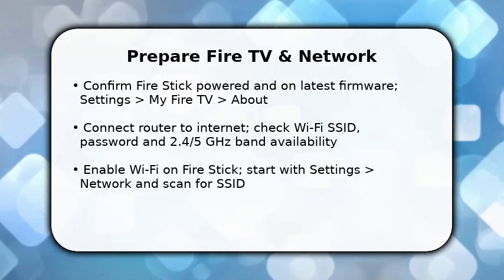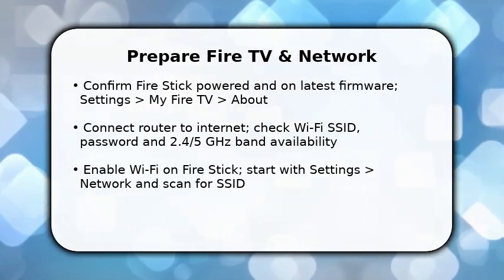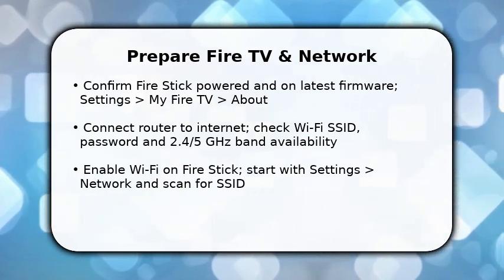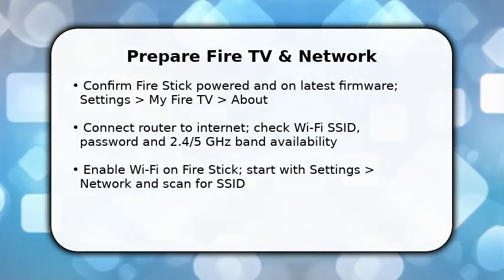Next, go to Settings, Network on the Fire Stick and enable Wi-Fi. Select your SSID and enter the password. This prepares the device to access the internet reliably.